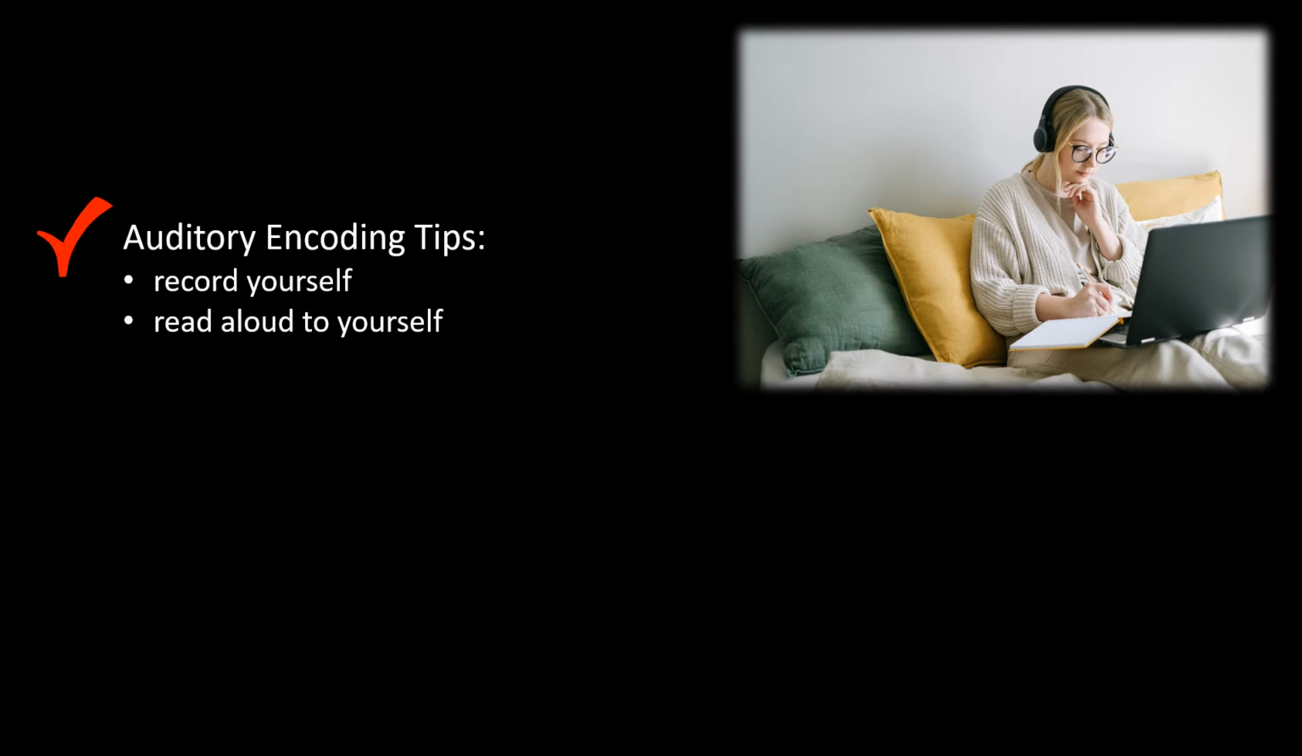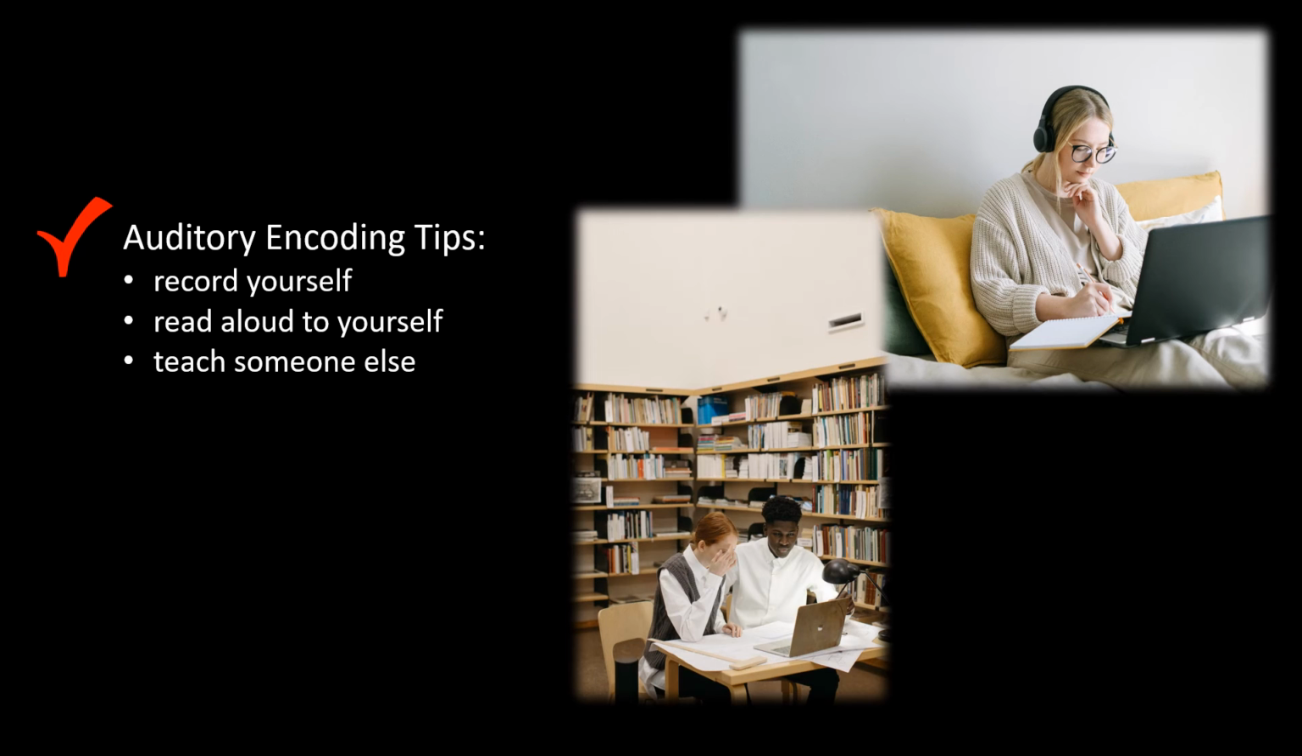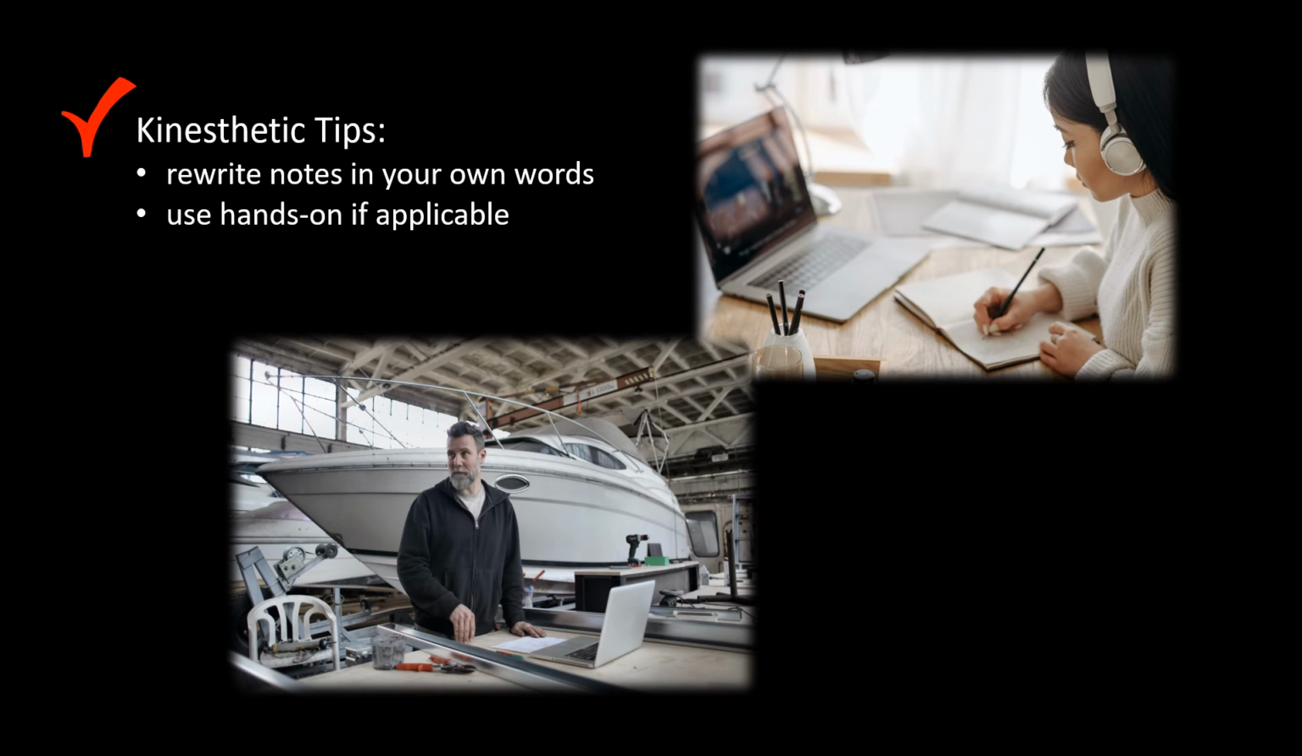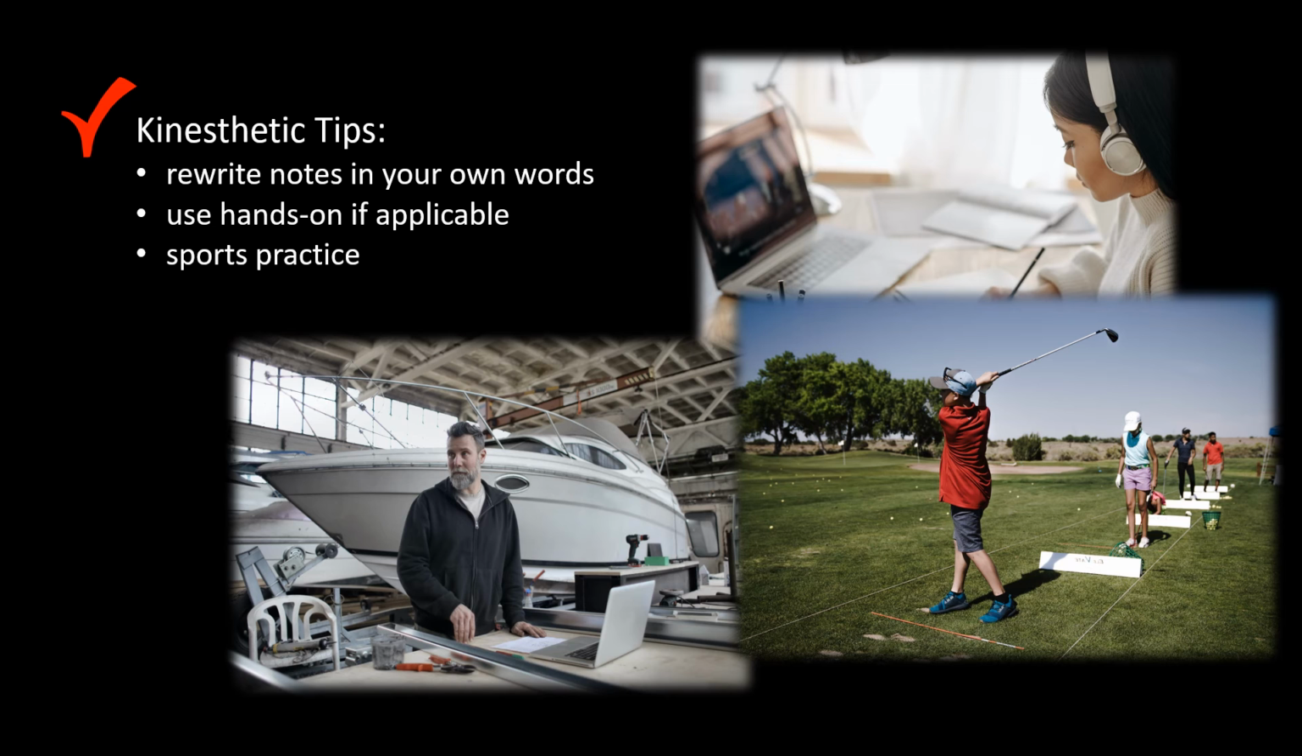Auditory encoding tips include listening to your own recordings summarizing information, or teaching someone else. You really know it when you can teach it. Movement tips include rewriting your notes in your own words or using a hands-on approach if applicable. In sports, the best way to remember movements is to perform them.